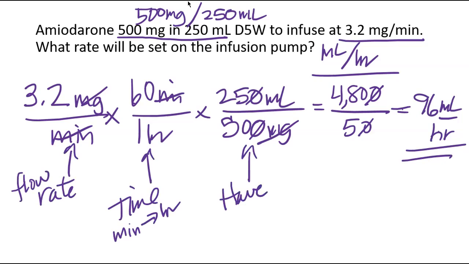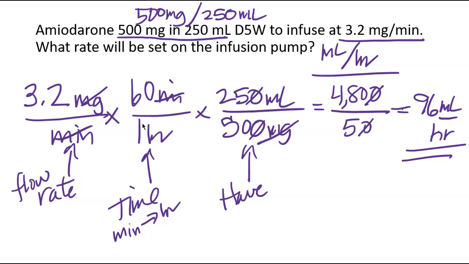We had 500 over 250, but in order to cancel out the milligrams, we have to flip this. So it's 250 milliliters over 500 milligrams. And then you just do the math. You cross out the things that are the same on both sides, do the math, and you get 96 milliliters per hour.